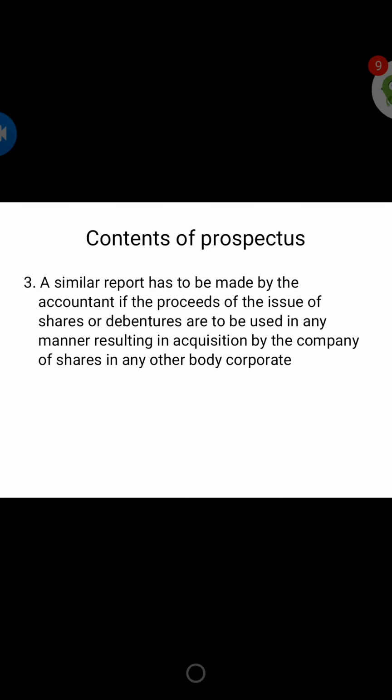In the case where the proceeds of the issue of shares and debentures are used for the purchase of a business, that should be stated in the prospectus. Along with that, if whatever you get from the issue of shares and debentures is used for acquiring shares of any other company, in that case also the accountant has to file a report on the profit and loss account and the balance sheet of the business for the last 5 years.